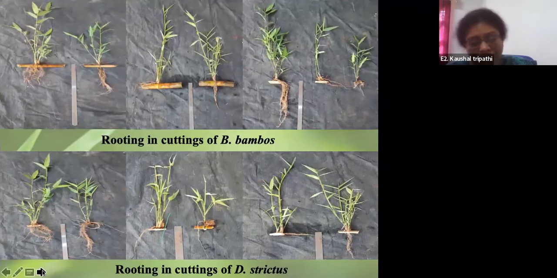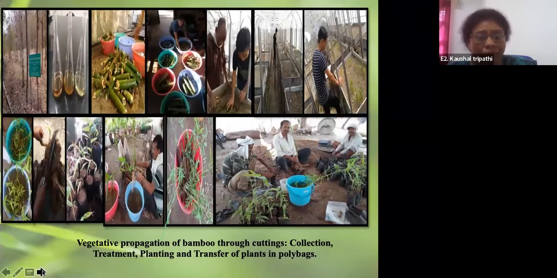And the lower pictures are for strictus, rooting of the culm cuttings in strictus. Next slide, please. And this is the vegetative propagation of bamboo through cuttings: collection, treatment, and this is the immersion treatment overnight, and then planting, and then after planting, sampling we are doing, rooted plants we are transferring to the polybags. This is the whole picture, all of the steps involved in the propagation of bamboos through culm cuttings.